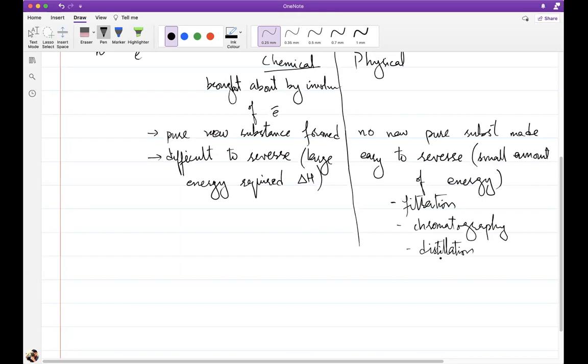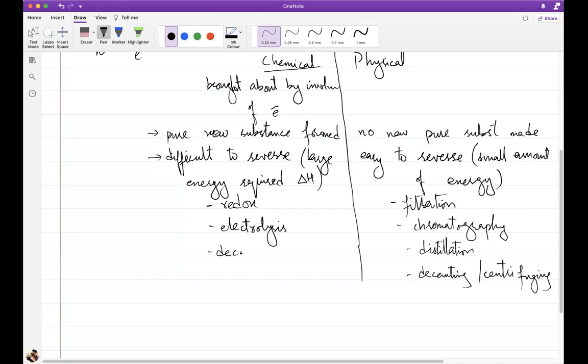So I'll quickly list them all down. We also have decanting or centrifuging as processes to separate these things. Now, these are fairly easy to do. They don't require a lot of energy. But when it comes to chemical combination and how we reverse them, there is a redox method to reverse them. There is an electrolysis method to reverse chemical change.